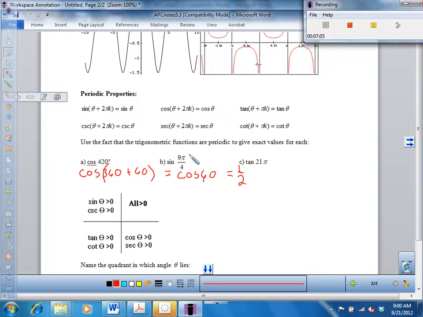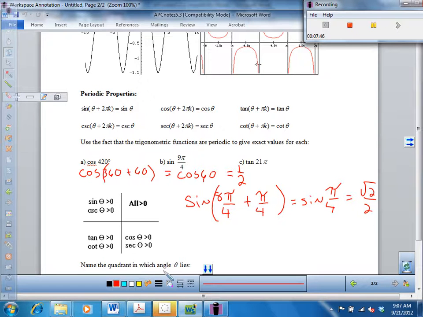Sine of 9 pi over 4. Okay? So if I were doing that one, 9 pi over 4, that's the same as 8 pi over 4, which is twice around the circle, plus pi over 4, right? Which is equal to the sine of pi over 4, which is root of 2 over 2.